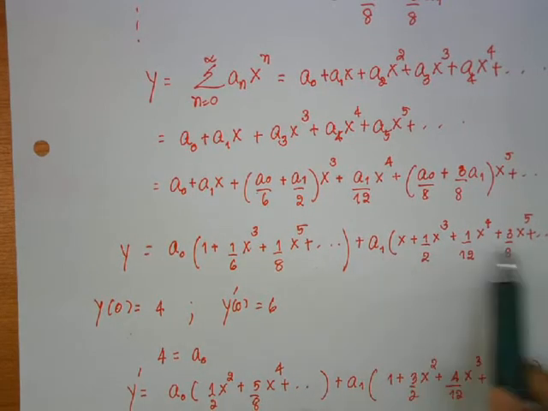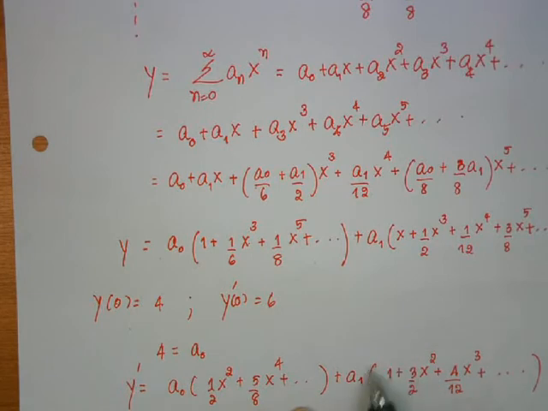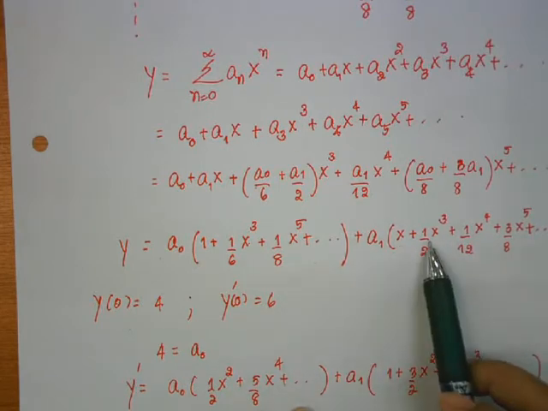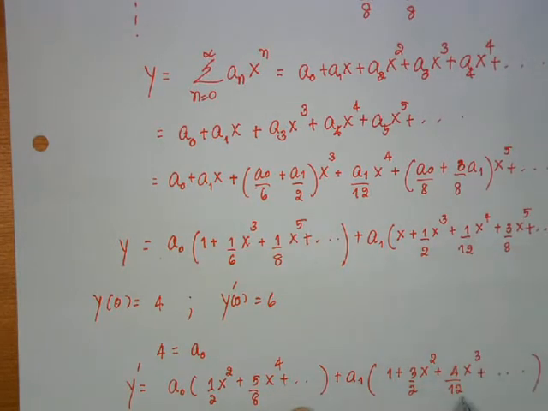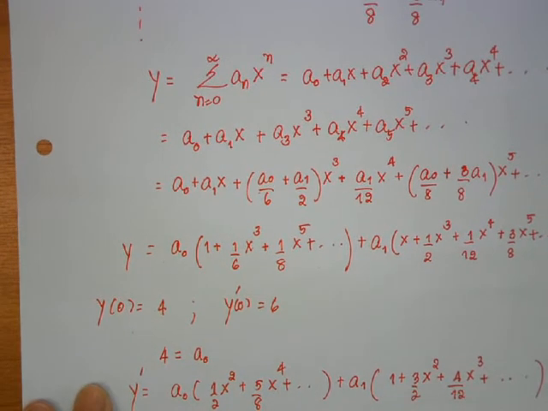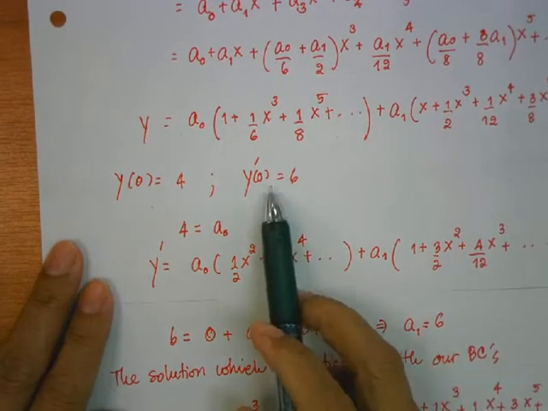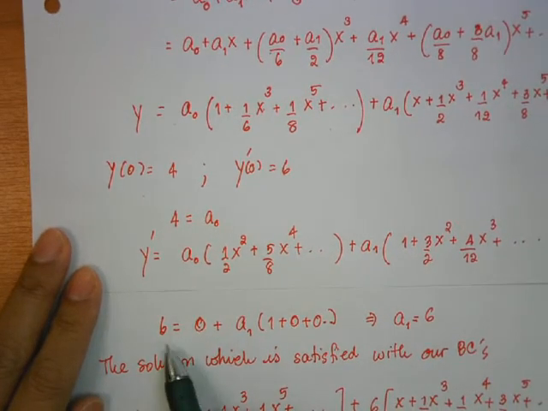For the second term, you would get a1 times: the first derivative is 1, the second is 3 over 2 x squared, and 4 over 12, which is 1 over 3 x to the power 3, and so on. And then you plug in the second boundary there. The second boundary says that at x equal to 0, the first derivative of y is equal to 6. So you've got 6 there.